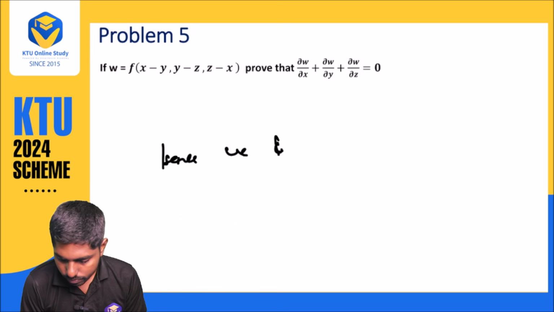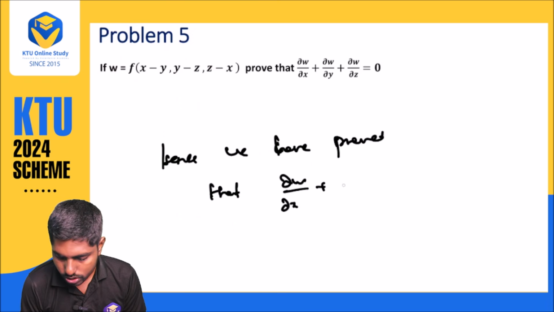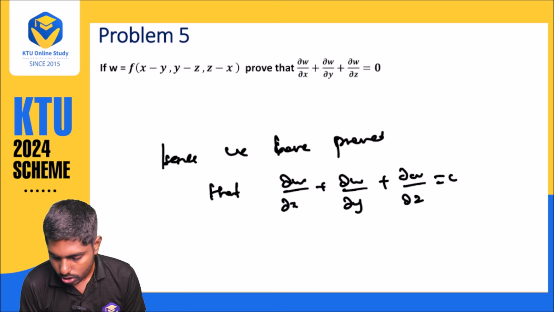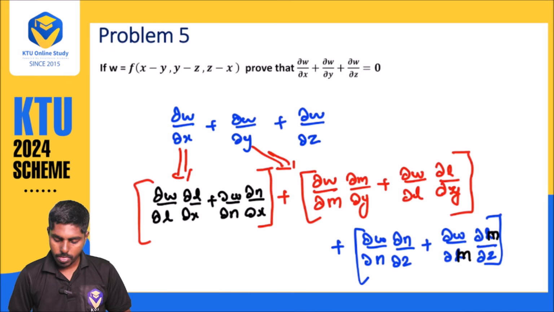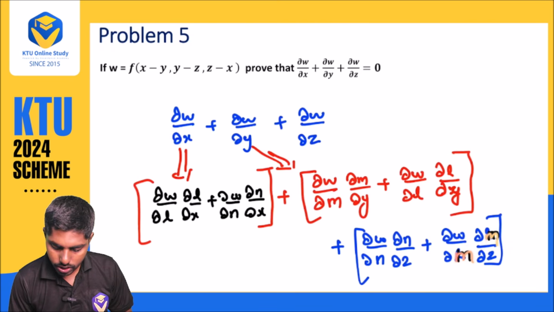So hence we have proved that ∂W/∂X + ∂W/∂Y + ∂W/∂Z is equal to 0. Here M will be coming, here M will be coming. So that's the thing.